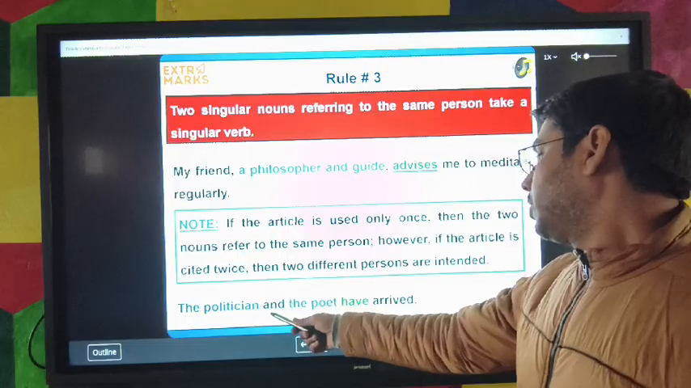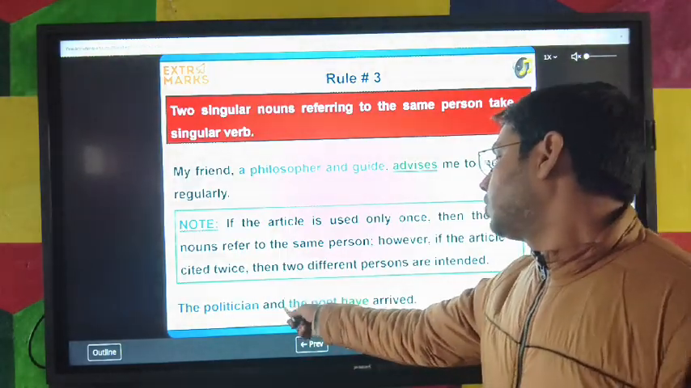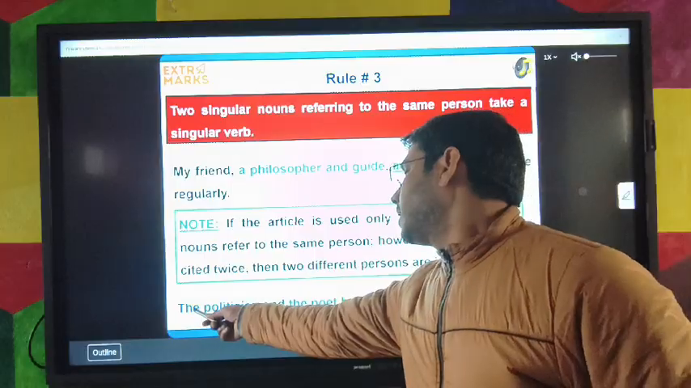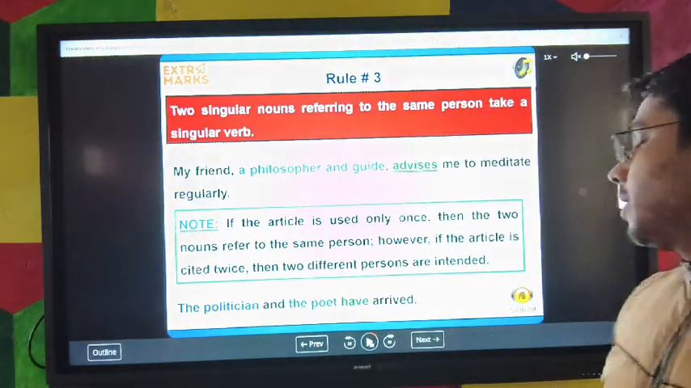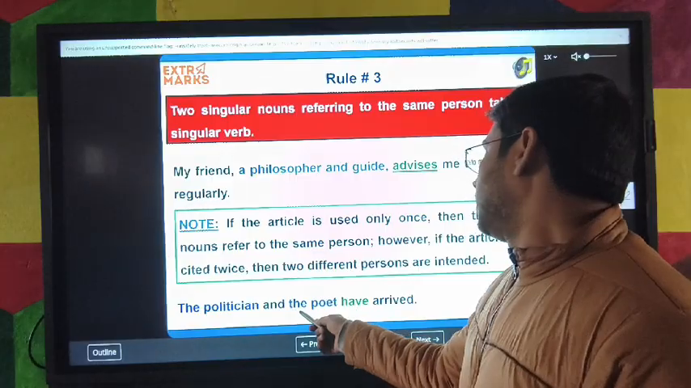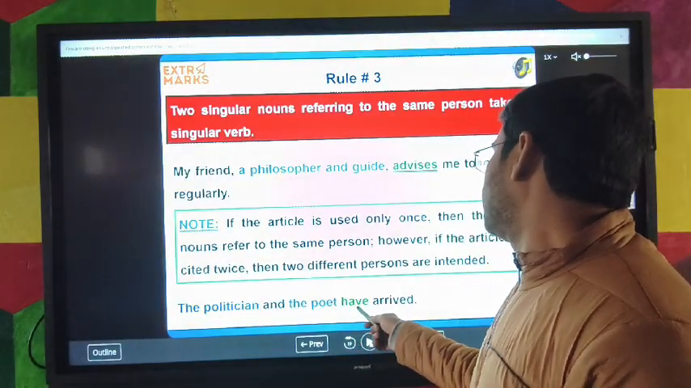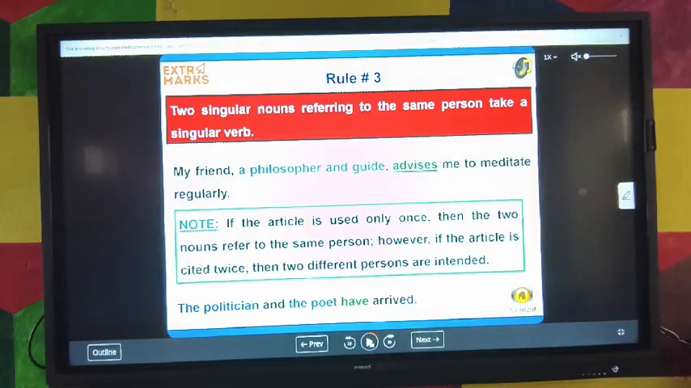Have. The politician and the poet, they are two different persons and are joined by and. Here the article has been used and here also the article has been used. If the article is used more than once, then they will be two different persons and we will use the plural verb have. The politician and the poet have arrived.